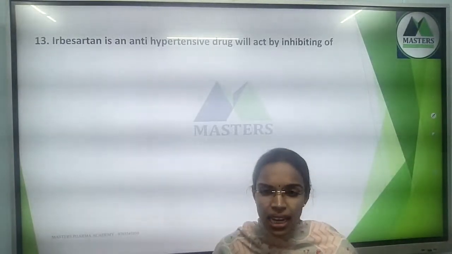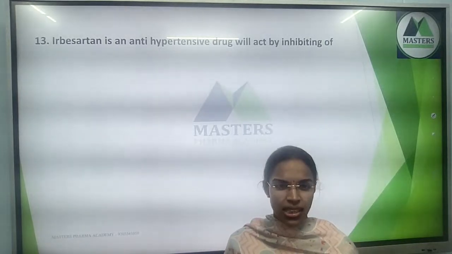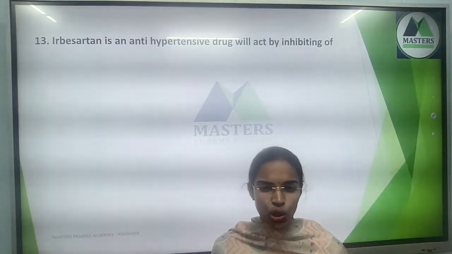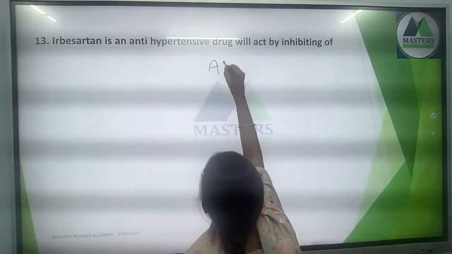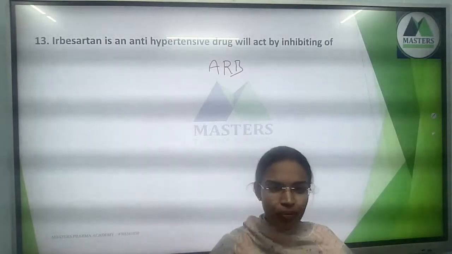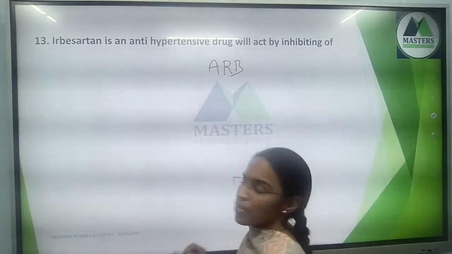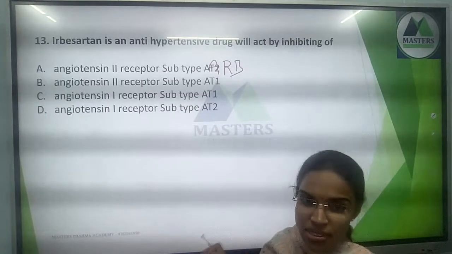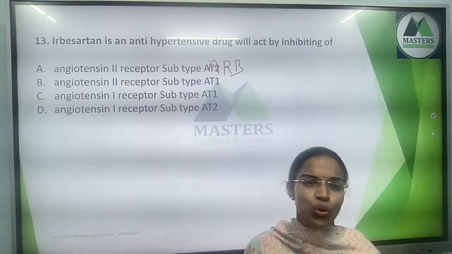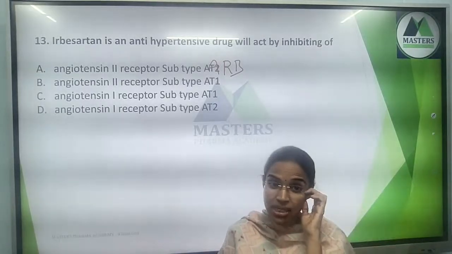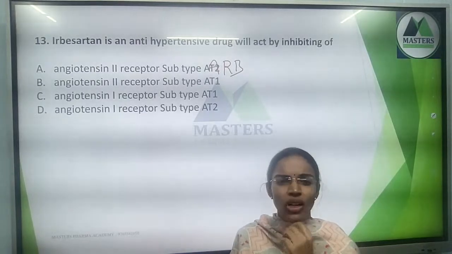Okay, next question, question number 13. Irbesartan is an antihypertensive drug. It will act by inhibiting what? All the sartans are known as ARBs. ARB is nothing but angiotensin receptor blockers. The options here are angiotensin 2 receptor subtype B2, angiotensin 2 receptor subtype B1, angiotensin 1 receptor subtype B1, and angiotensin 1 receptor subtype B2. So what's the right answer?